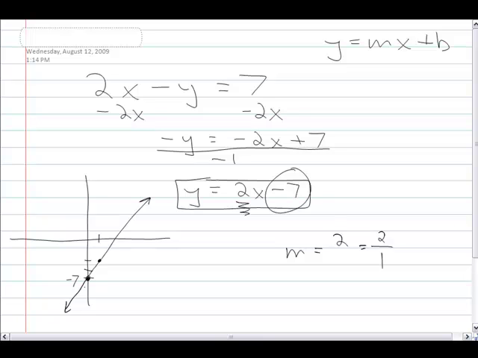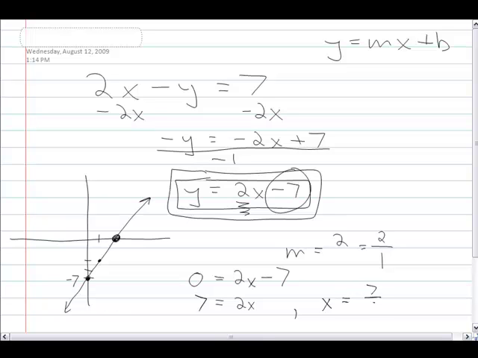But if we wanted to find the x-intercept, which is this point right here, where the line crosses the x-axis, we need to solve this equation for when y equals 0. So if we plug in a 0 for y, we now have 0 equals 2x minus 7, and then all we need to do is solve for x. So we'll have 2x equals positive 7, or x equals 7 over 2. And this right here would be 7 over 2.